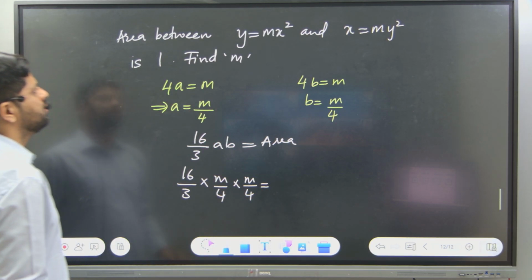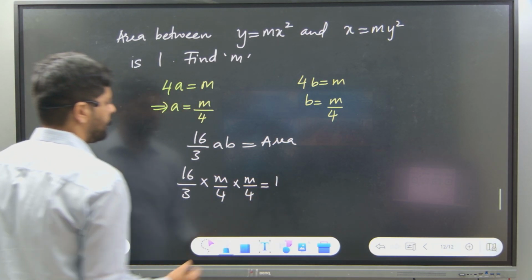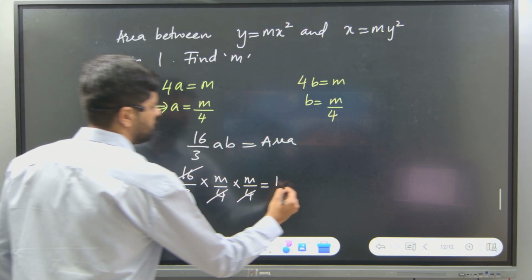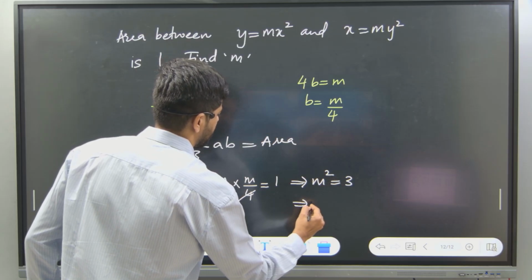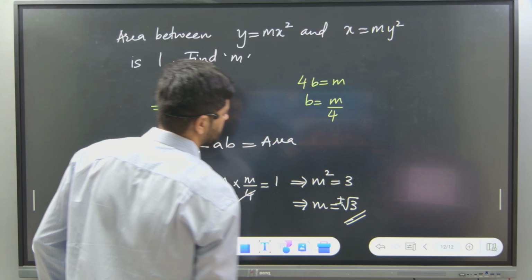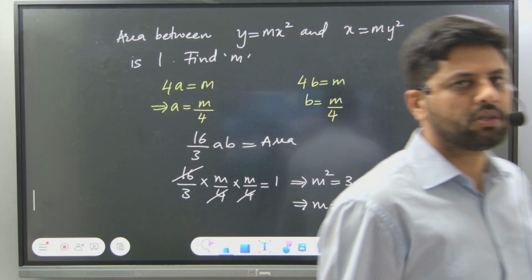How much is the area? What have they told? Area is 1. 4 gets cancelled with 16, correct. M square is equal to 3, or m is equal to plus or minus root 3.